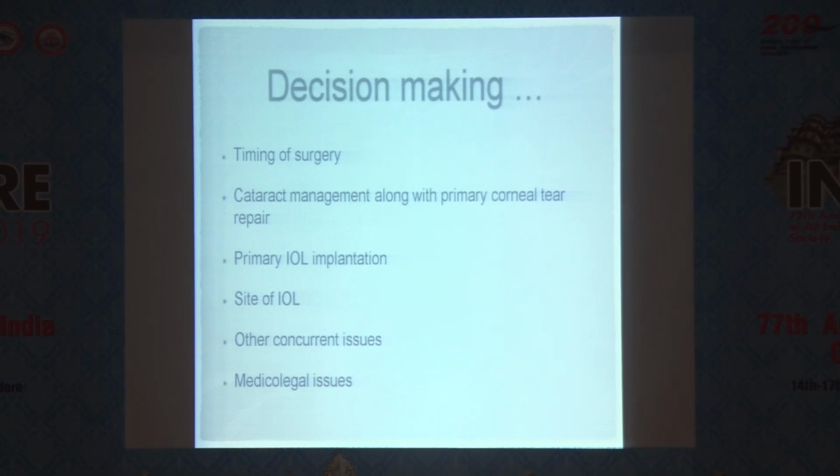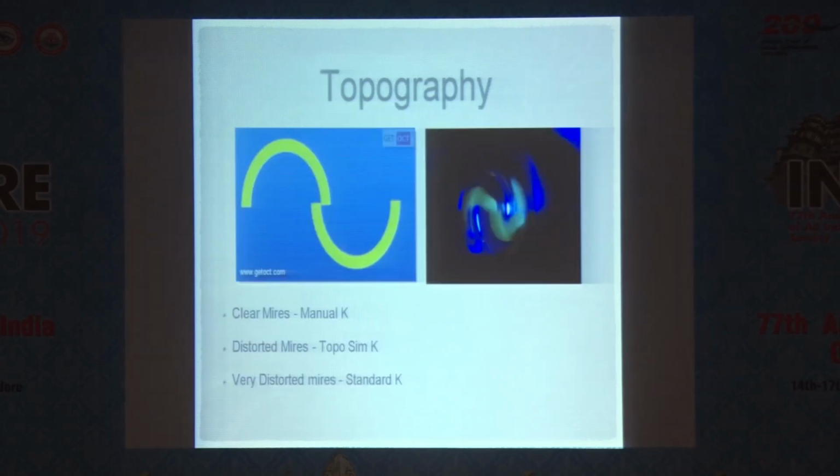And again, whether we need to implant the lens as a primary IOL implantation or as a secondary IOL implantation. Site of IOL, whether it is in the bag or in the sulcus. Other concurrent issues, like whether there are any other injuries, vitreous hemorrhage, retinal detachment, etc. And medico-legal issues, because some of these can have a medico-legal issue also.